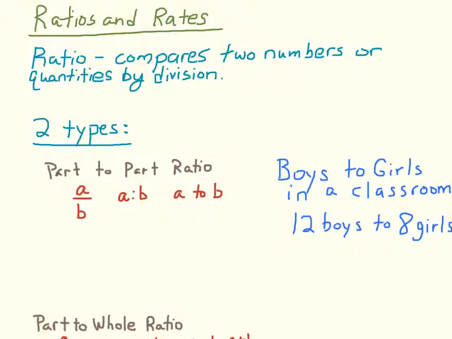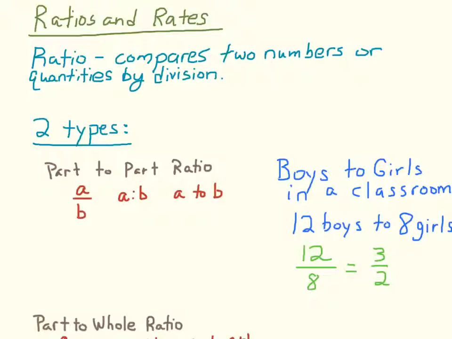And just to clarify what that means, let's say we were talking about boys and girls in a classroom, and there were 12 boys to 8 girls. So a part-to-part ratio would say that there's 12 boys to 8 girls, and then we would actually simplify that ratio since it has a common factor of 4. So that's actually a 3-to-2 ratio.